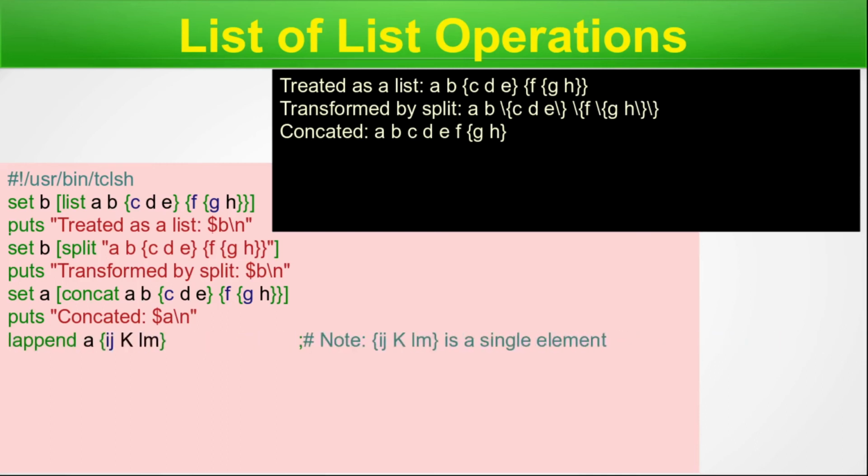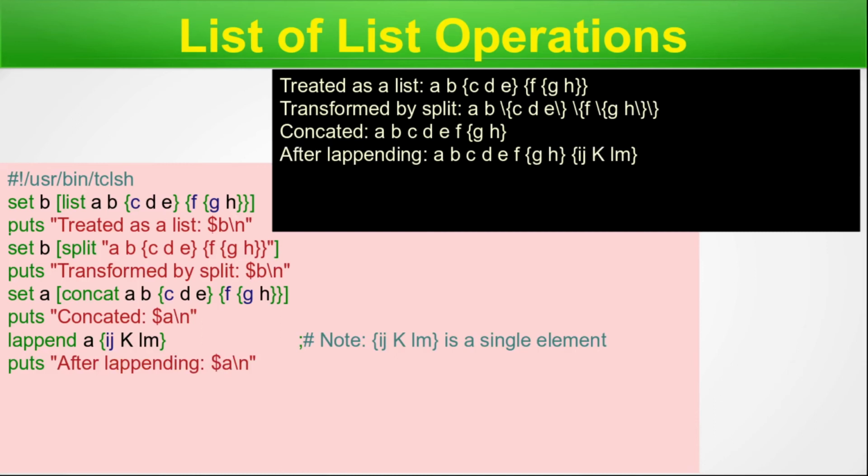Here we are using the append command, that is to append. What we are appending here is I, J, K, L and M. This is a single element, and after appending it becomes like this, it becomes the third element. To the flattened list we are adding another element by the append, and here again we are using the insert command.